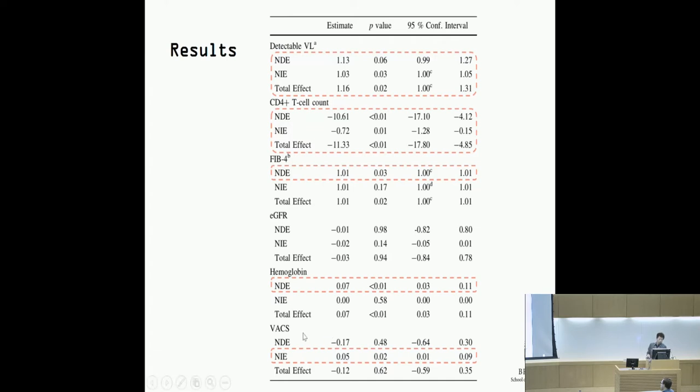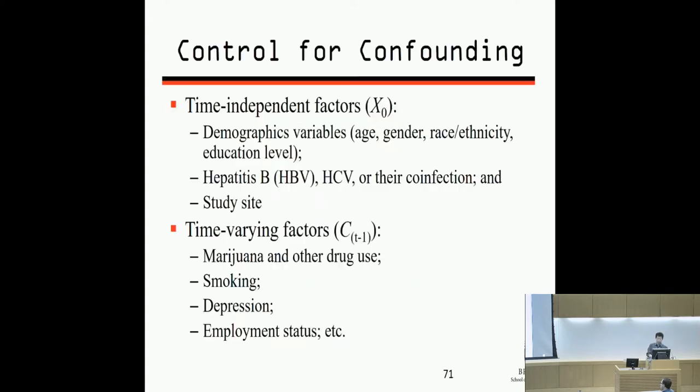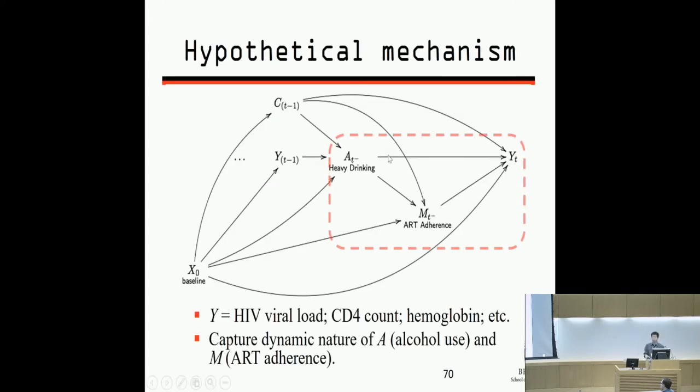And also the VACS score, which gives you the risk of mortality, and alcohol can increase the risk of mortality. For alcohol use among this HIV population, only the indirect effect is significant. That means if you want to lower the risk of mortality, probably some intervention is needed among these alcohol-using people to increase their ART adherence, which makes sense.